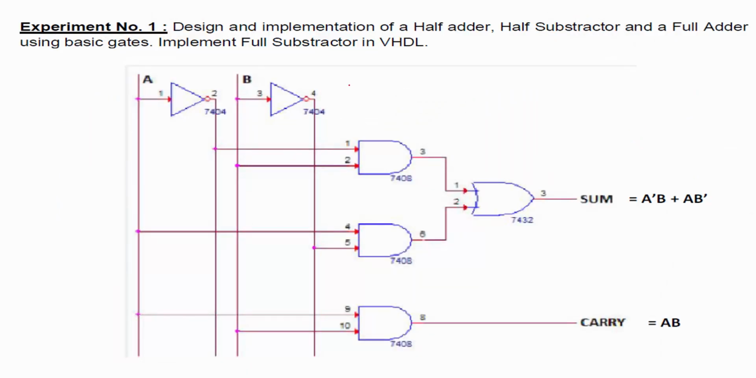Implement this half adder circuit using basic gates only. Basic gates are AND gate, OR gate and NOT gate. These are the basic gates. And suppose the question is for implementing your half adder circuit using these basic gates.